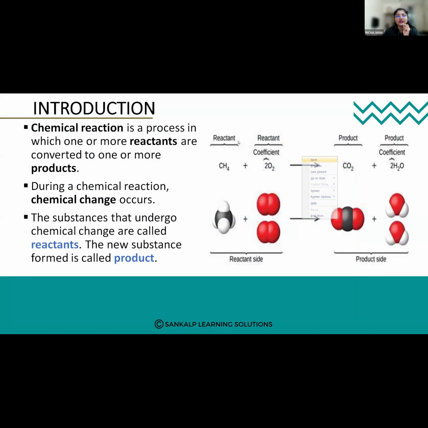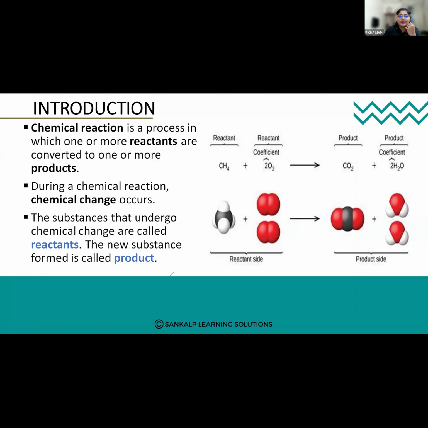Now coming to the term, what is a chemical reaction? We have just seen all the different types of processes which we can see in our day-to-day life, right? So a chemical reaction is a process where one or more reactants are converted into one or more products.